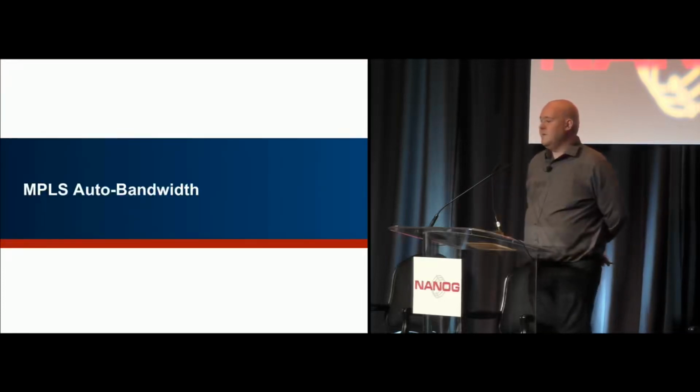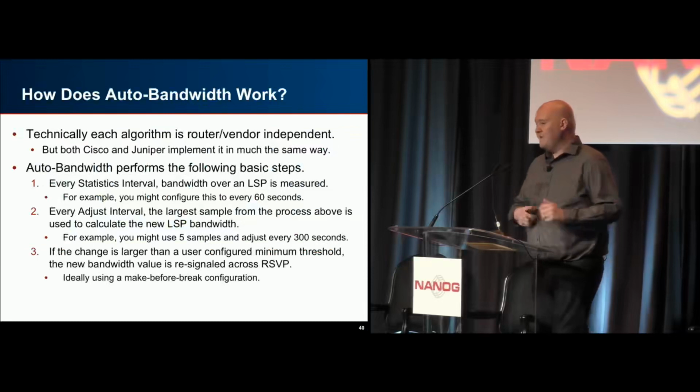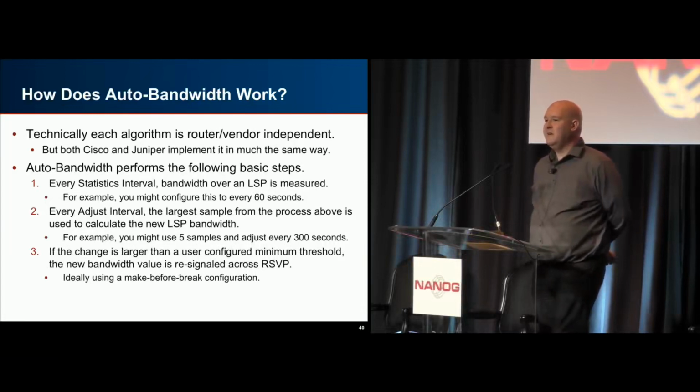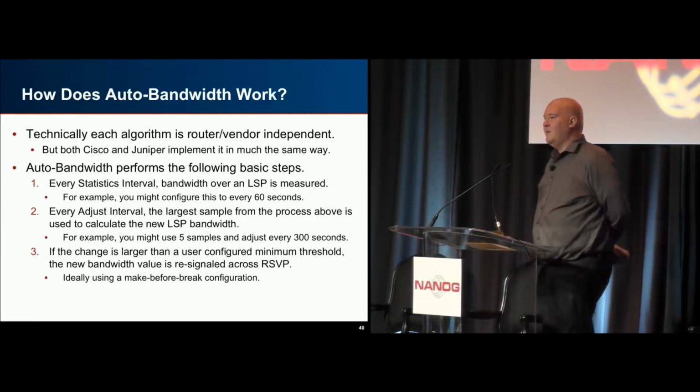So now I'm going to talk a little bit more about MPLS auto bandwidth in general, because it's oh so fun. So technically, each algorithm is completely router and vendor independent. The auto bandwidth itself is nothing more than calculating the number that you put into a reservation. So there's no standardization, there's no interop issues. You can pick any number you want, and what you really care about is what is its accuracy.